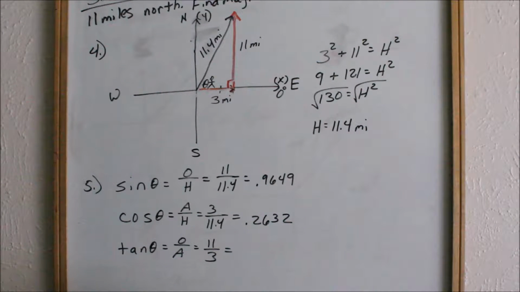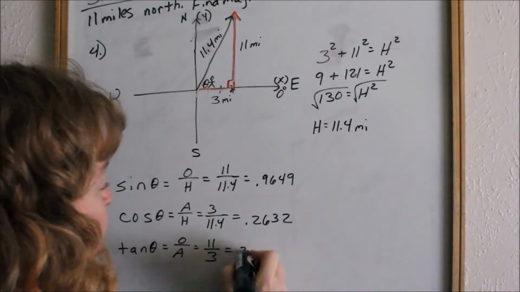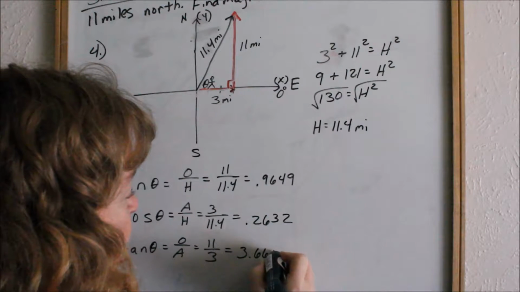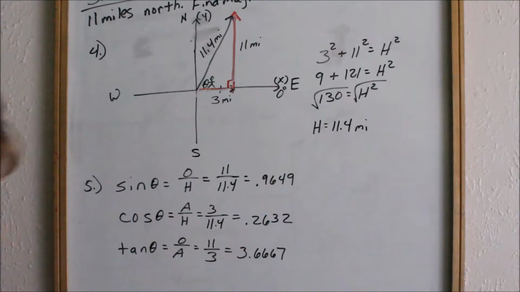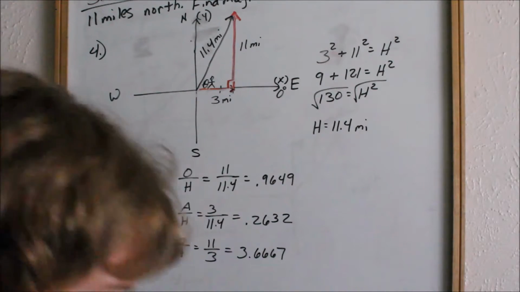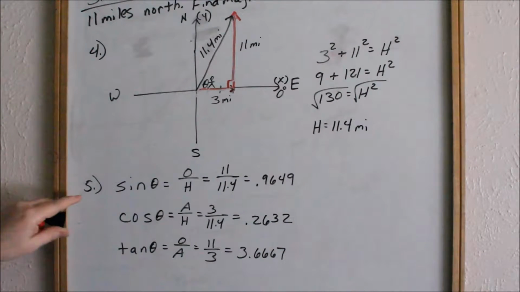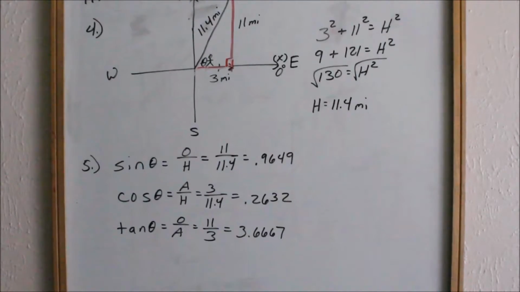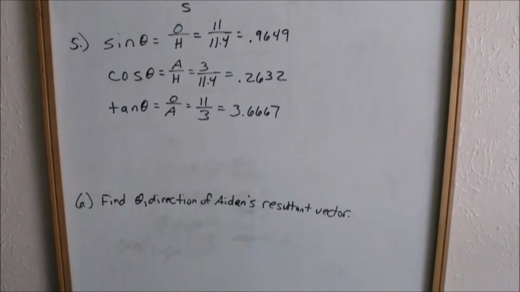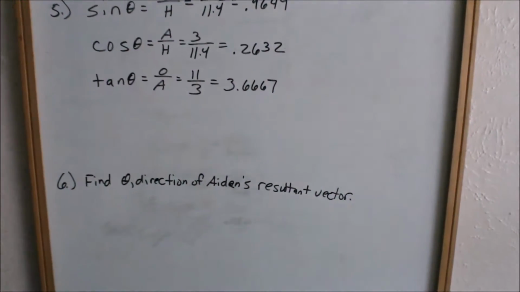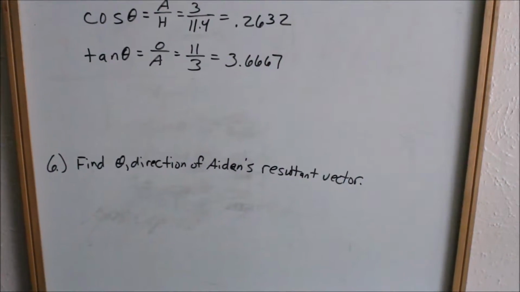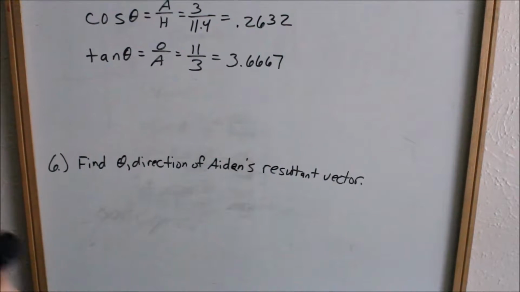So 11 divided by 3, it would be 3.6667, because it was 666666. We're going to round to 3.67. Okay, that's what they're wanting you to do in number 5. Now, they're asking you to find theta, which is the direction of Adam's resultant vector.